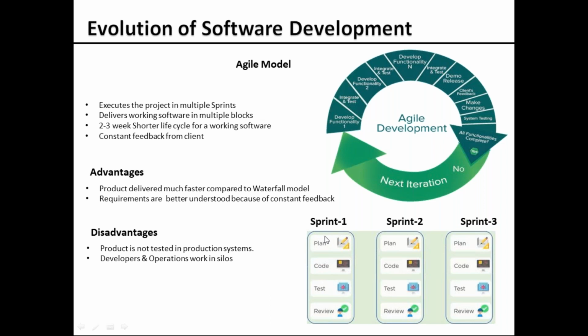If you see down below, for every requirement that you pick from the product backlog, you plan, you do the development, you test that feature, and then finally you give it for review to the client so that he will test it and give feedback. This happens in every sprint.